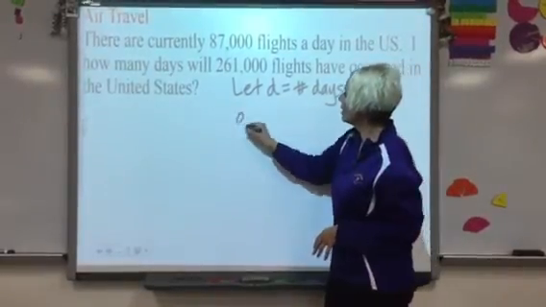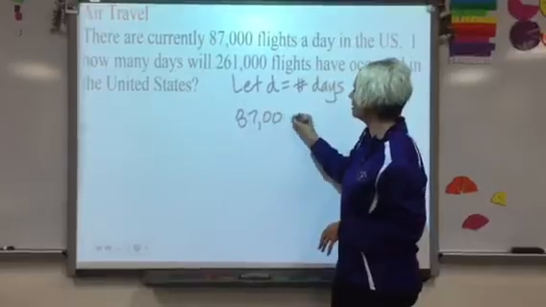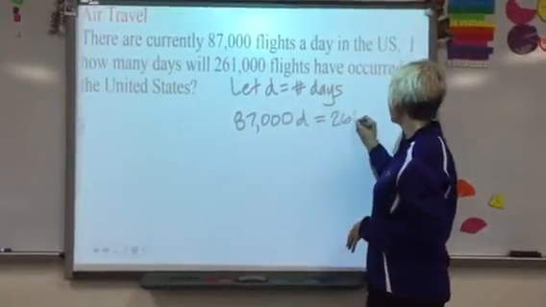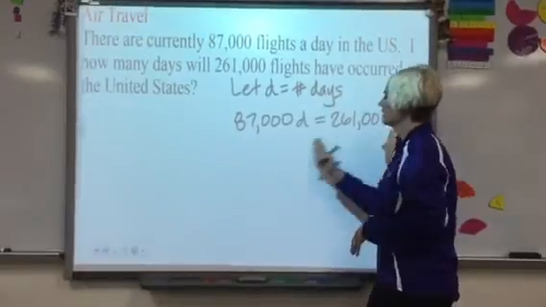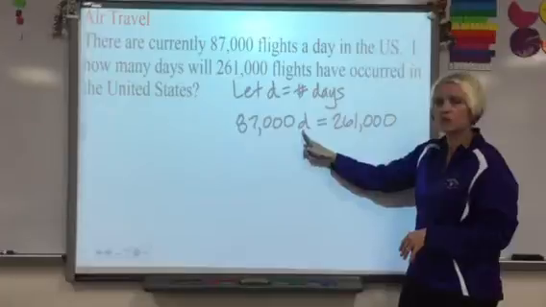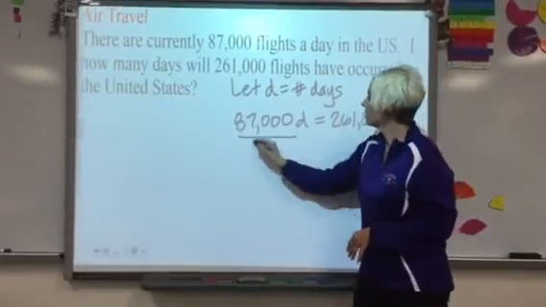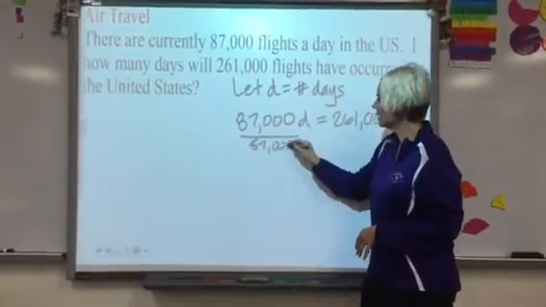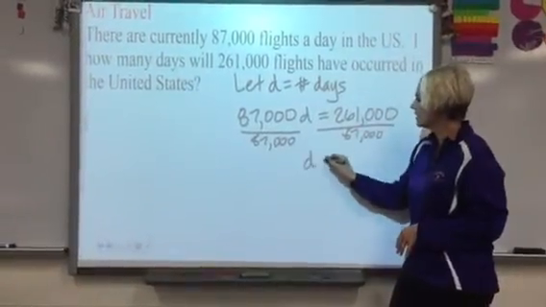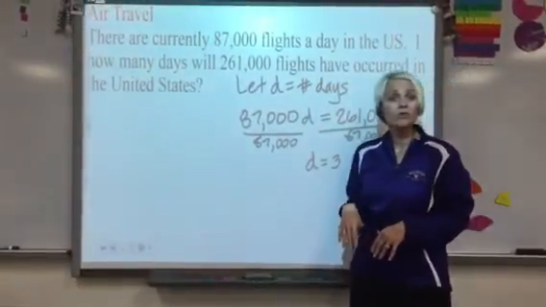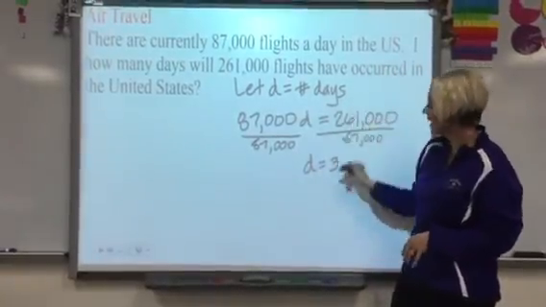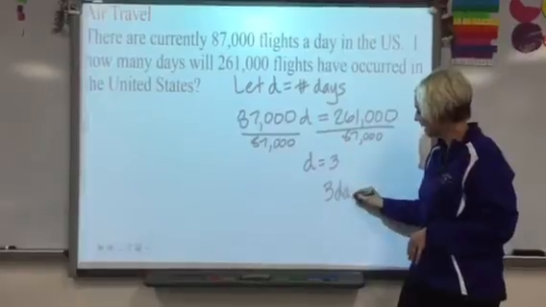So there are 87,000 flights a day to get 261,000 total flights. Look at this equation and see if it makes sense. So now we will solve for d. So that means I would divide by 87,000 because the inverse of multiplying is dividing. And when you do that, you get d is equal to 3. Now we're almost done. We now have to answer the question. In how many days? Well, that would be 3 days.